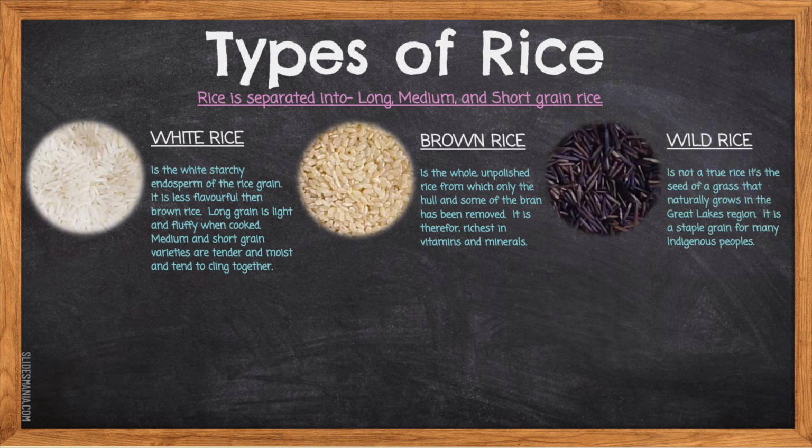Third category is wild rice. It is technically not a true rice. It is the seed of a grass that naturally grows in the Great Lakes region. It is a staple grain for many indigenous peoples.